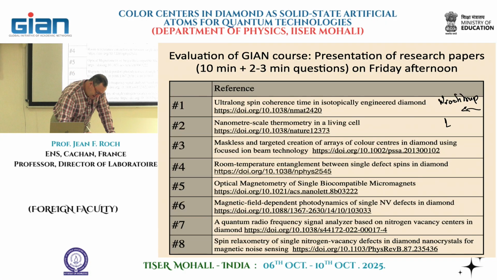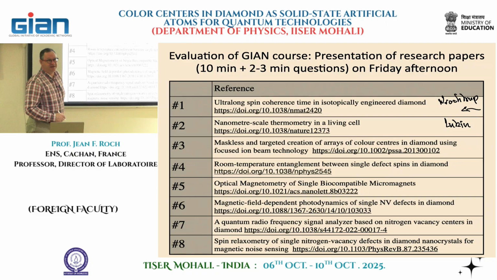This paper is from Misha Lukin's team at Harvard, and basically they demonstrated that they could use NV centers as tiny thermometers, perhaps the tiniest thermometers in the world. The nanodiamonds were integrated in living cells, and they could measure the temperature inside the living cells using those nanodiamonds and the NV centers.